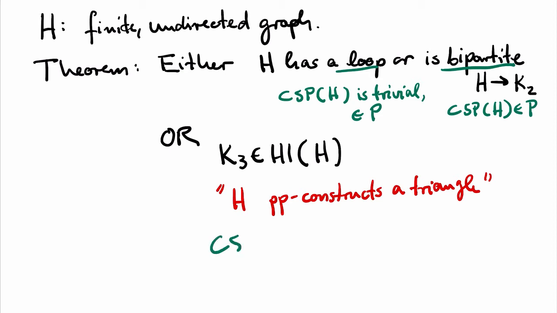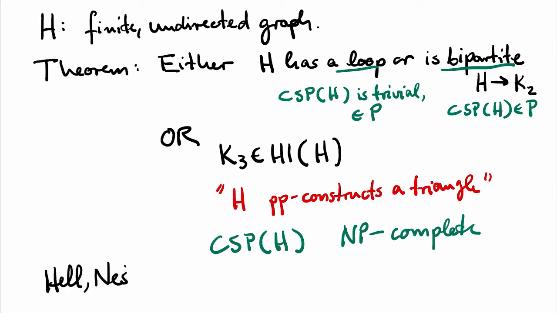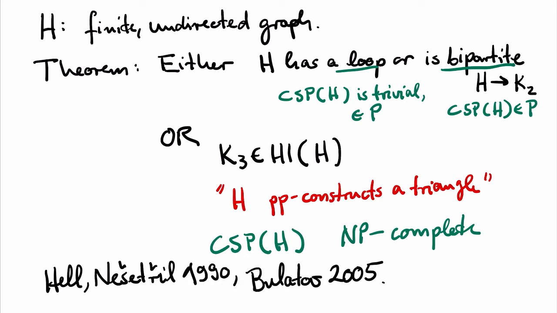On the other hand, if a graph PP constructs a triangle, then its CSP is NP-hard, as we have seen earlier in the course. So today's theorem implies a complexity dichotomy. The CSP for H is in P or NP-complete. This was first proved by Hell and Nešetřil. The proof that we will see today is based on a proof of Bulatov. However, we even take a little shortcut. I will comment on the difference later.